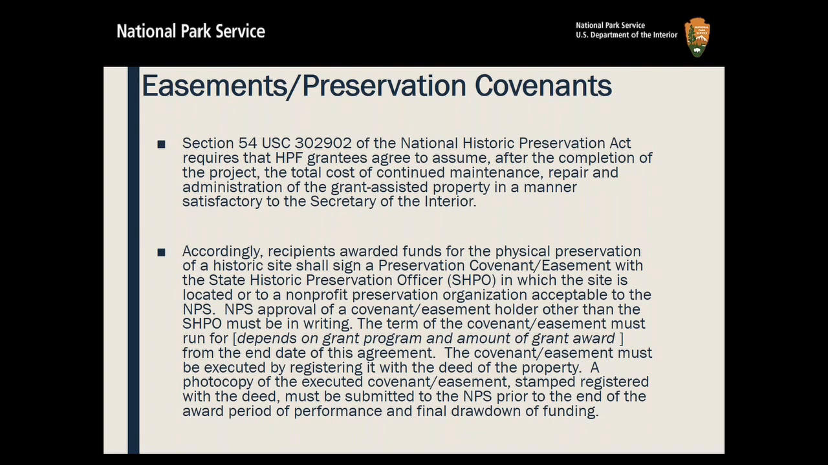Some of you on the phone have multiple years of grants, and in that case, we will append more years onto your original grant at the end of each grant. So the easement must be executed. You actually register it with the deed, and a photocopy of it must be stamped, registered, and submitted to us to actually finish the grant. So that's always part of it. We usually hold back funding until you finally do that to us.